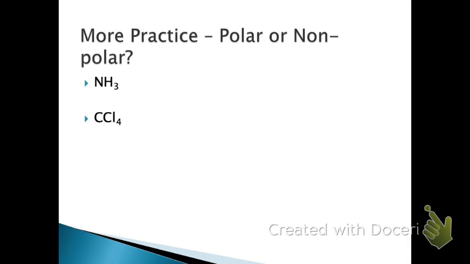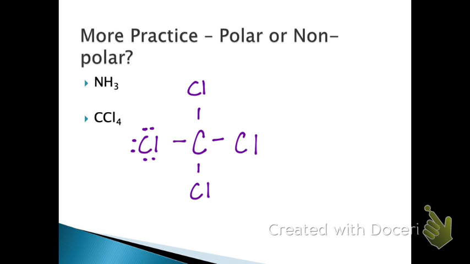CCl4. How do we name it? Carbon tetrachloride. Good. It's covalent, so we need the prefixes. So carbon, and then I'd put lone pairs around every chlorine. I'm not too excited about doing that right now, but we can. When you're doing things just to identify polarity, I'm okay if you don't put your lone pairs on the outsides as long as you know where they go.